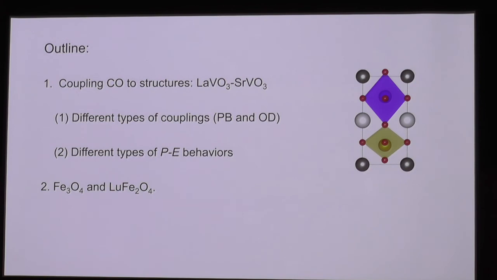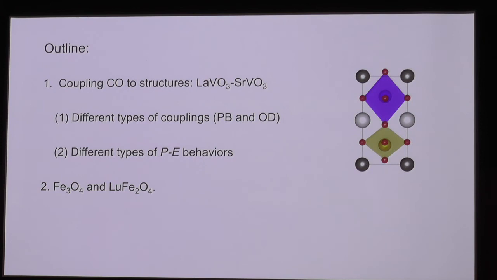In the beginning, based on the superlattice, I will introduce two kinds of lattice distortion coupling to the charge ordering, polyhedral breathing and off-centering displacement. Based on the types of the lattice distortion coupling to the charge ordering, I will classify all the charge ordering materials into two different categories. Next, I will demonstrate that the polarization dynamics of such two different types of charge ordering systems are dramatically different. And finally, we will apply our theory to explain the experimental observations in magnetite and lutetium ferrite.